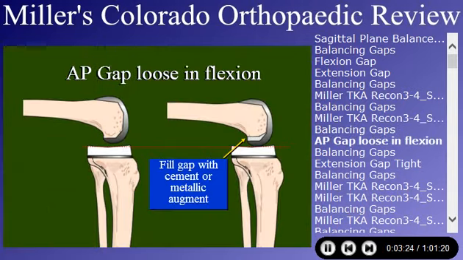So if you look here in this gap problem, AP extension's okay, AP gap is loose in flexion. What you need to do is build it up. So you go up to the next size femoral component and you fill it in with cement or metallic augmentation.